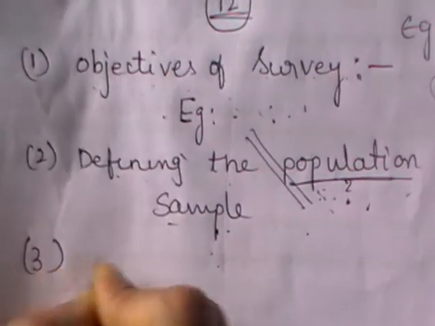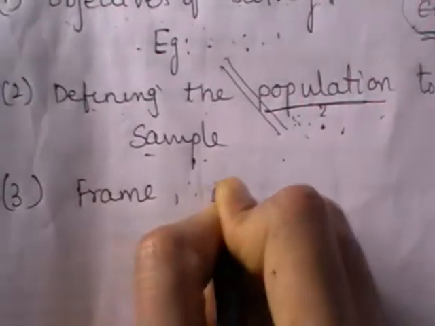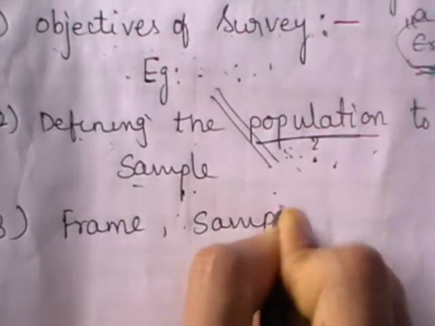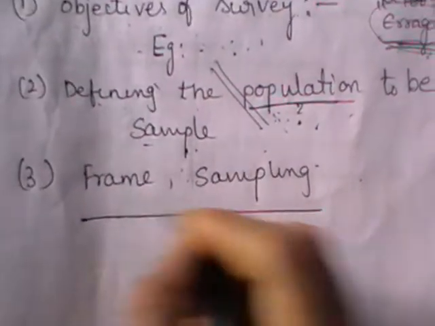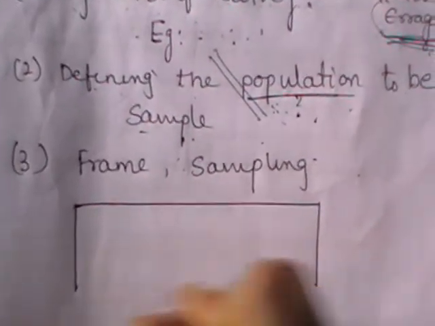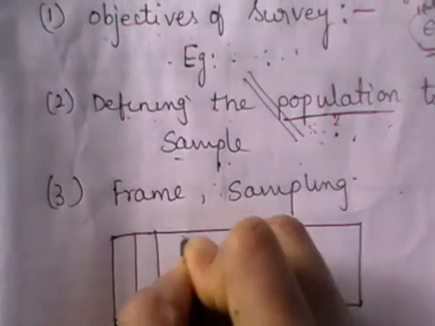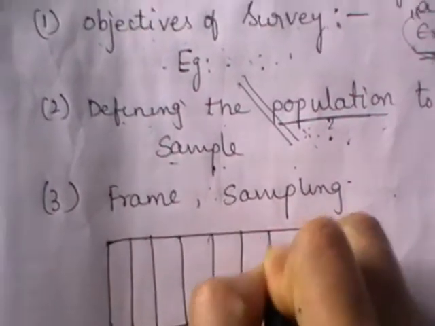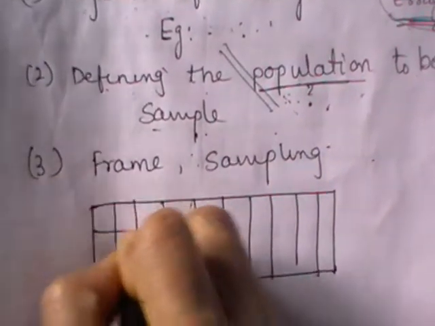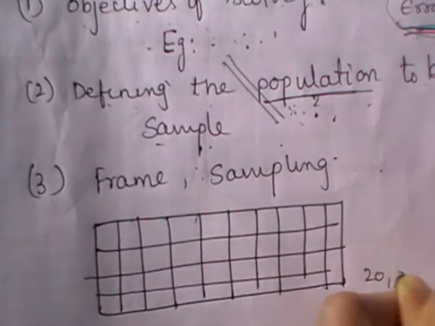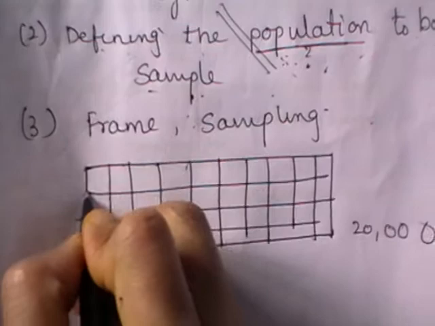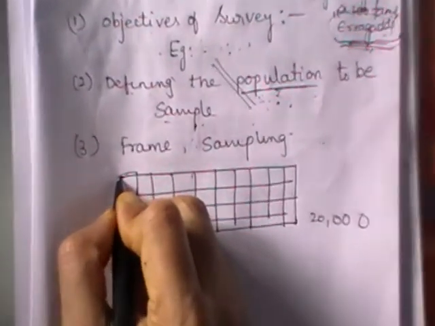So the third one is the frame and sampling units. Let us see what the frame and sampling units are; we also call this the sampling frame. If my objective is the same, I should be able to divide the entire Eragada area into a number of families. Let us say that we have 20,000 families here. So each family is going to be the sampling unit here.